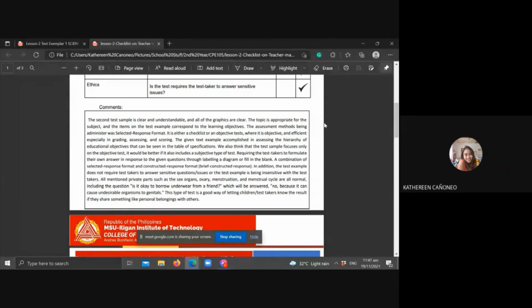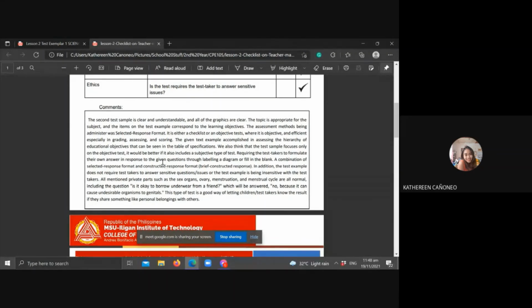So in our comments, the second test sample is clear and understandable, and all of the graphics are clear. The topic is appropriate for the subject, and the items in the test example correspond to the learning objectives. The assessment method being administered was selected response format. It is either a checklist or an objective test, whether it is objective and efficient, especially in grading, assessing, and scoring. The given test example accomplishes assessing the hierarchy of educational objectives that can be seen in the table of specifications. So we also think that the test example focuses only on the objective test.